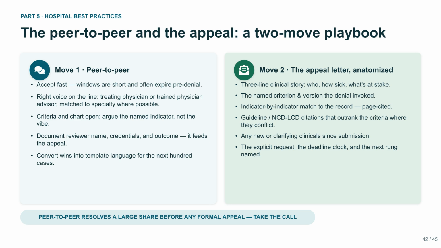When a denial occurs, follow a 2-move playbook. Move 1 is the peer-to-peer. Take the call quickly, stay grounded in the clinical criteria, and document the reviewer's identity. Move 2 is the appeal. Structure your letter as a 3-line story, followed by evidence-backed, page-cited arguments that make it impossible to say no.